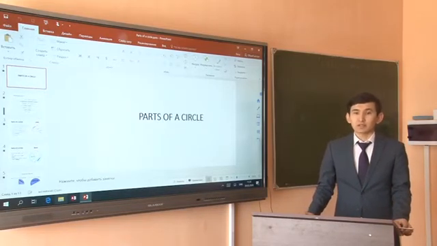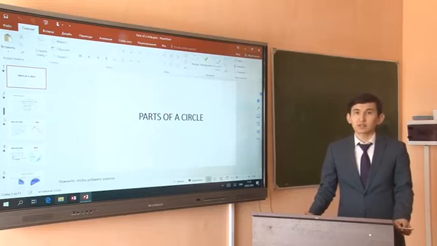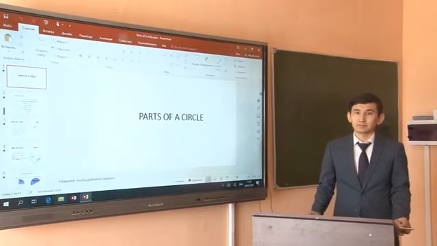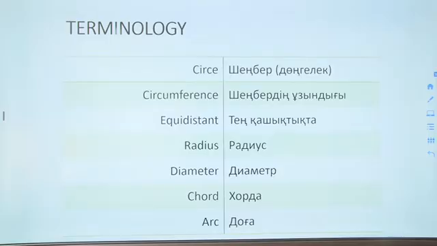Today's topic is parts of a circle. In the previous lesson we talked about circles themselves, and today we'll talk about parts of a circle. Before we start, we have to learn some new terms.